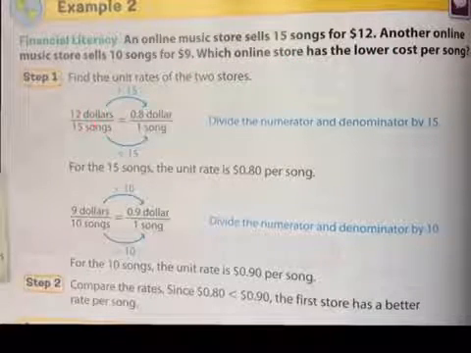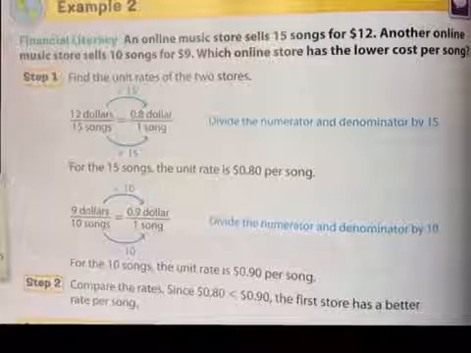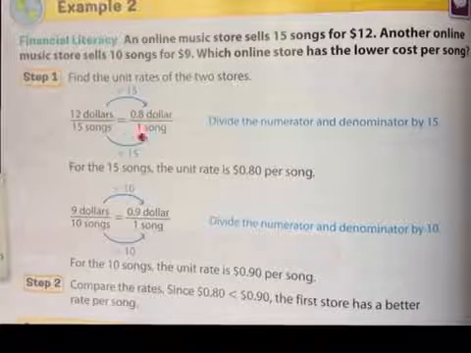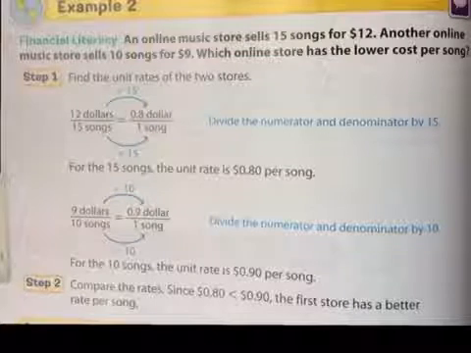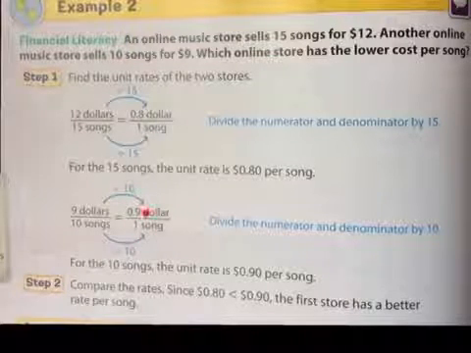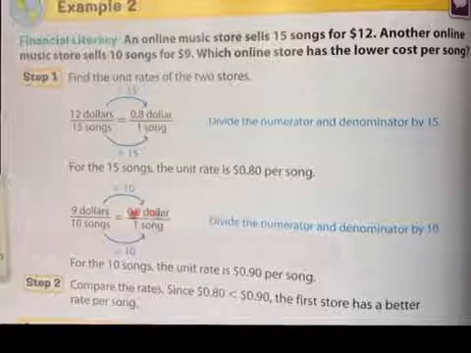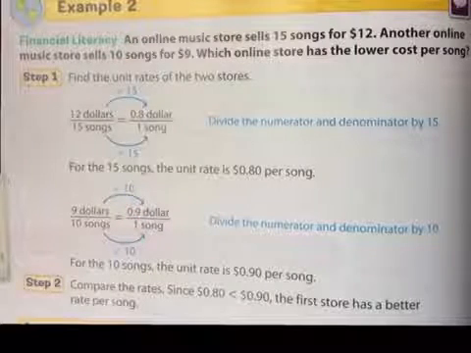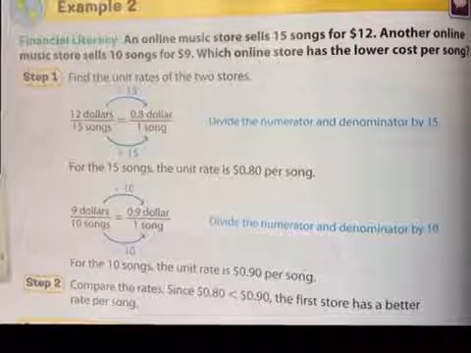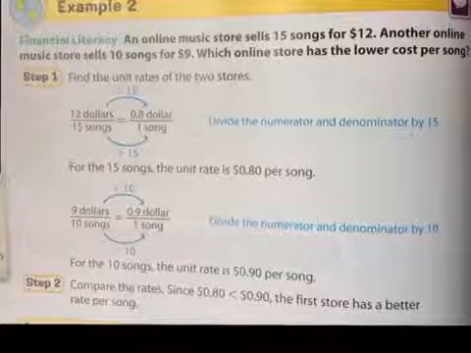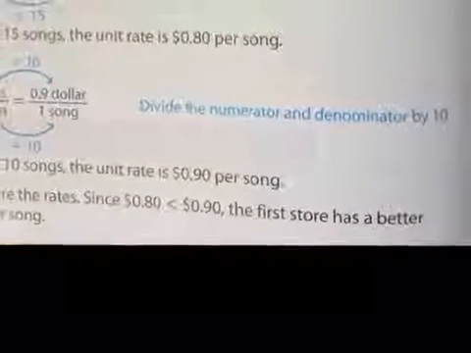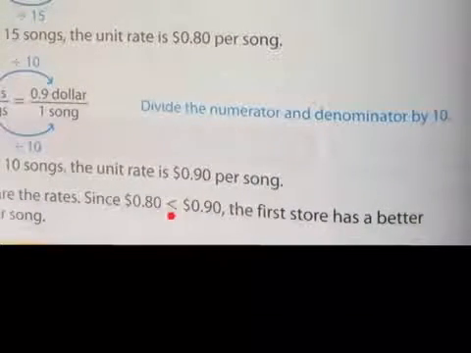So here we go, we divide them, and this one is costing 80 cents for one song, okay? Well, this one costs 90 cents for one song, or 90% of a dollar. So clearly the cheaper one is the 15 songs for $12. And you can see that right down here in the bottom of your therefore statement. They compare it using a difference sign. So 80 cents is less than 90 cents, so the first store has a better price per song.